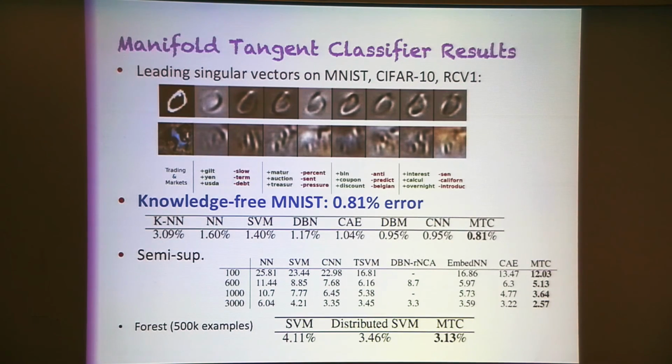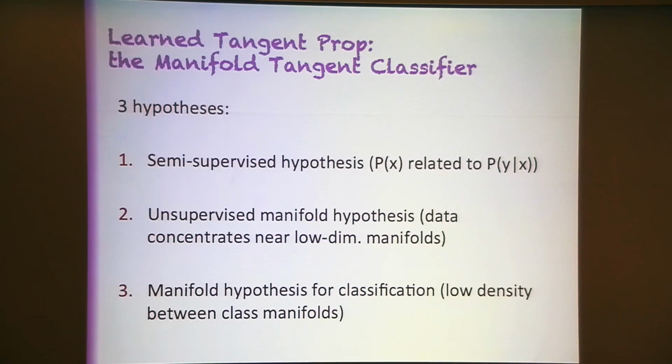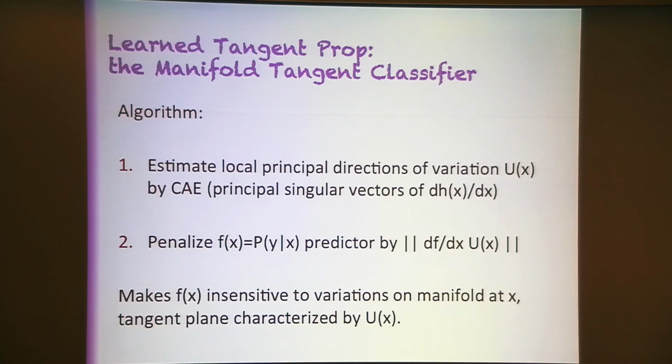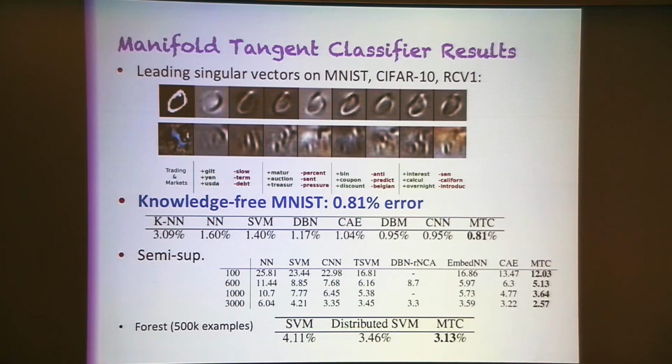We've tried these things on text data, and on MNIST, where we got 0.8%. This was using no knowledge at all, so no convolutions, no transformations, totally knowledge free, except for these three hypotheses about manifold learning, and on a bunch of other data sets.